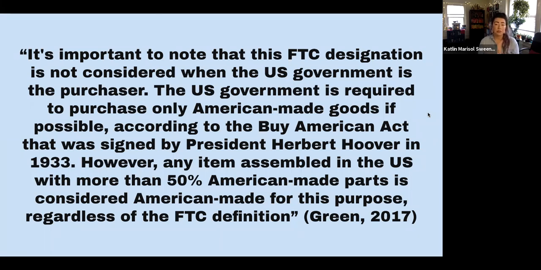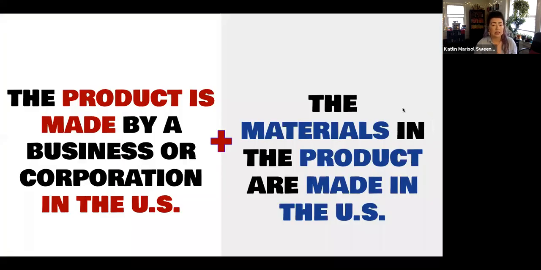And so we see that Green is impressing that the US government is going to be required to purchase only American-made goods. But any item assembled in the US with more than 50% American-made parts is considered American-made for this purpose. So let's dive into this a little bit more. What Green is giving us here is that the product is made by a business or corporation in the US, plus the materials in the product are made in the US. So it's a matter of the larger whole, the product, as well as all of the smaller pieces that comprise it, which are the materials.